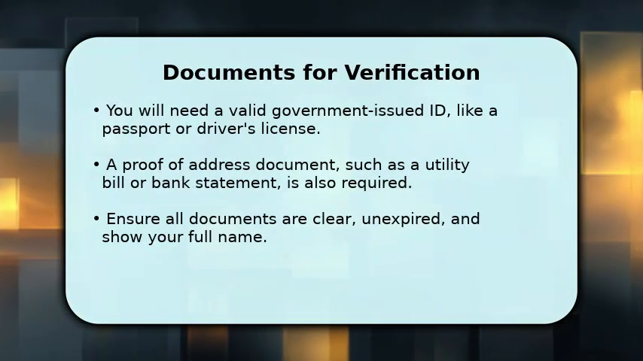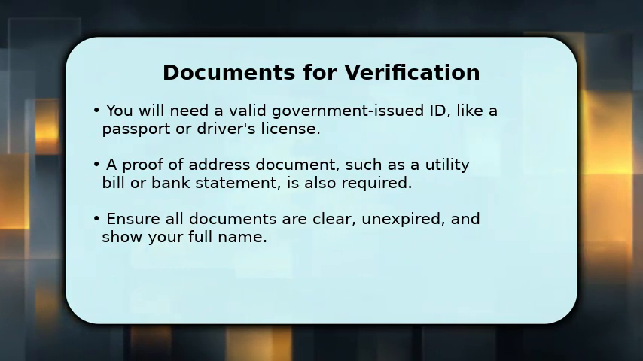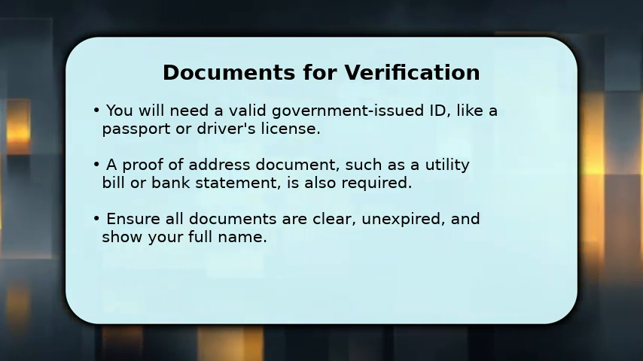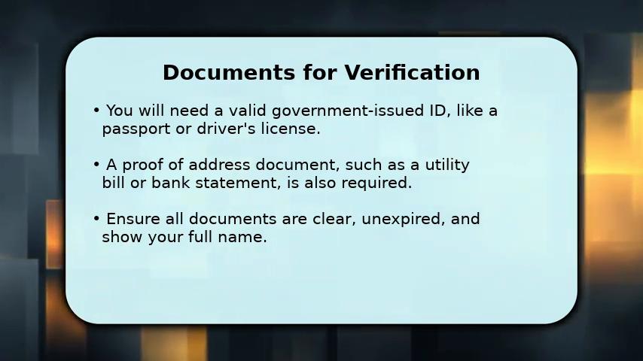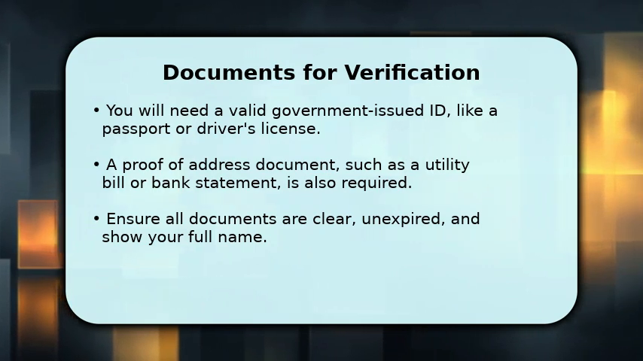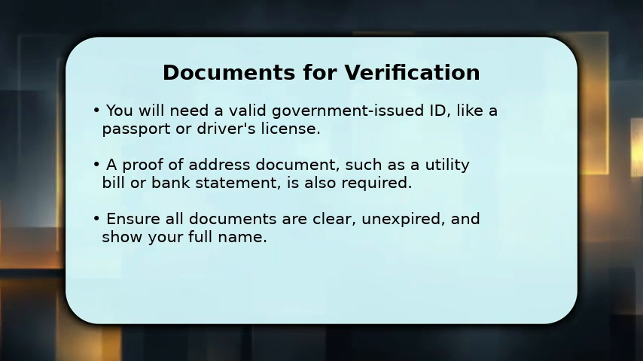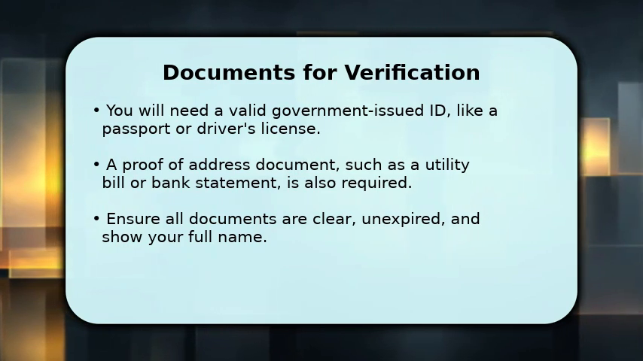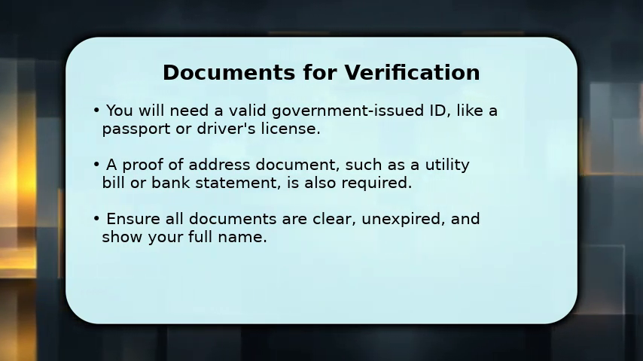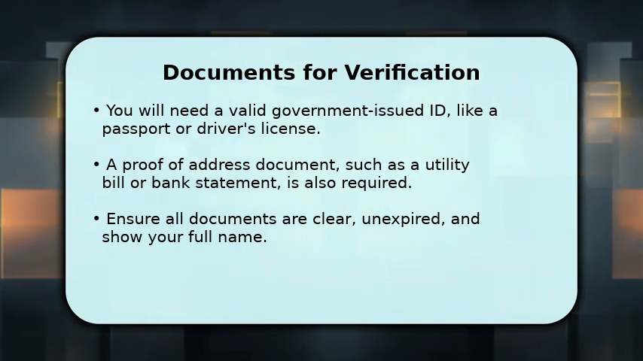To complete Level 2 verification, you'll need two main types of documents. A valid government-issued identification, such as your passport or driver's license, is essential. Additionally, you'll need proof of address, like a recent utility bill or bank statement dated within the last 3 months. Make sure all details on your documents match your Binance account information exactly to avoid delays.